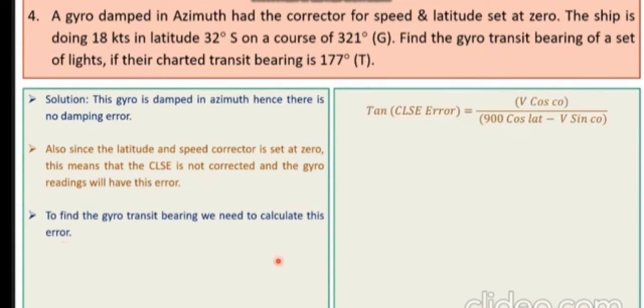So we go into the formula for the steaming error, that is tangent of CLSE is equal to V cos course divided by 900 cos lat minus V sine course. Now we have a minus sign here because the course which we have is 321 degrees, which is a northwesterly course. So whenever the course has a westerly component, we have a negative in the denominator of the steaming error formula. Putting the values here, the speed of the ship is given as 18 knots.